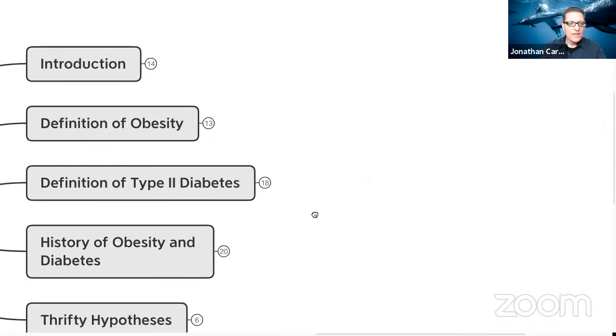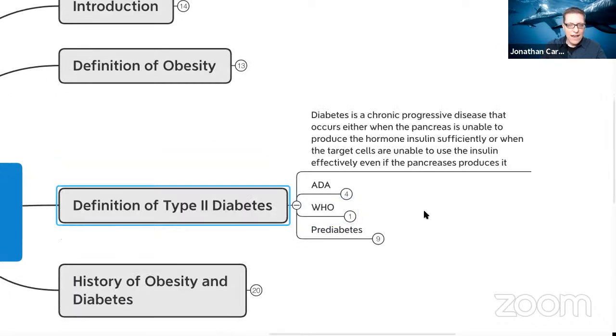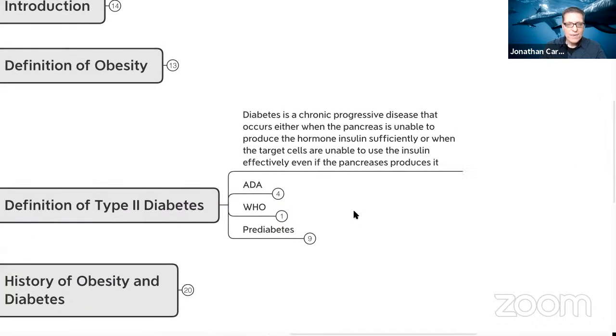Okay, so let's go into the definition of type 2 diabetes. Diabetes is a chronic progressive disease that occurs when the pancreas is unable to produce the hormone insulin sufficiently, or when the target cells are unable to use the insulin effectively, even if the pancreas produces it.